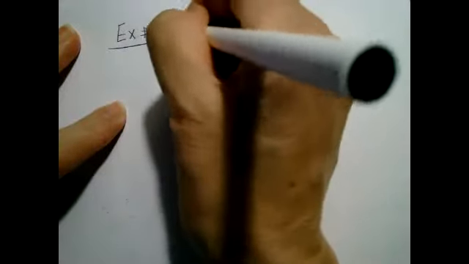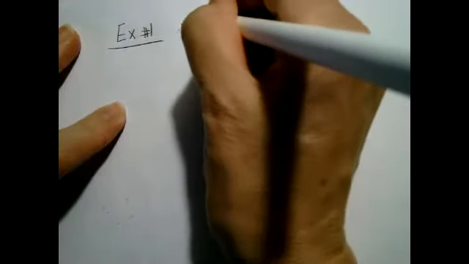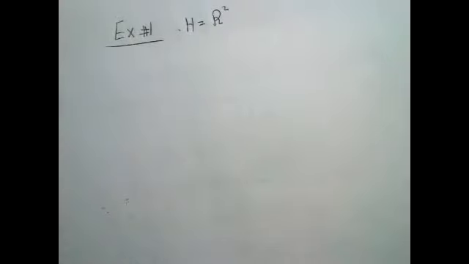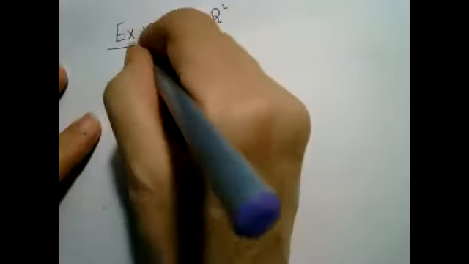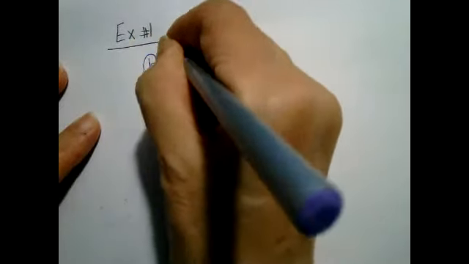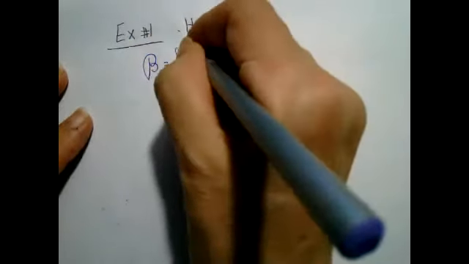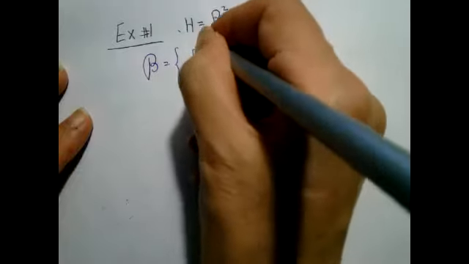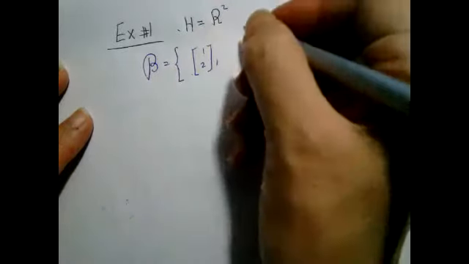Suppose I take R2 as my subspace. So let H be R2. That's my subspace, and we know it's a subspace. And I'm going to take the following two vectors. So let B be equal to the following two vectors: 1, 2, and minus 1, 1.